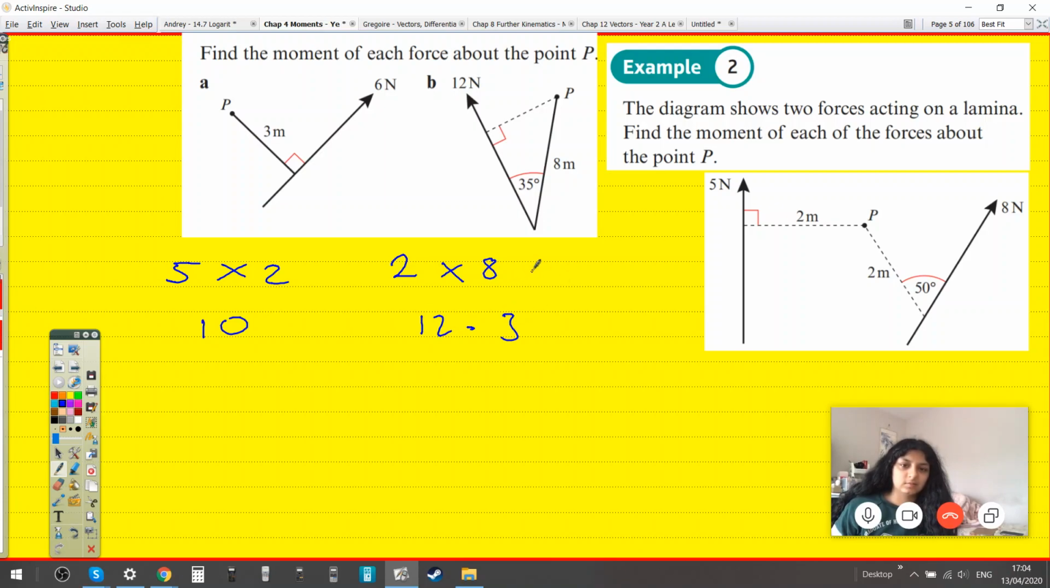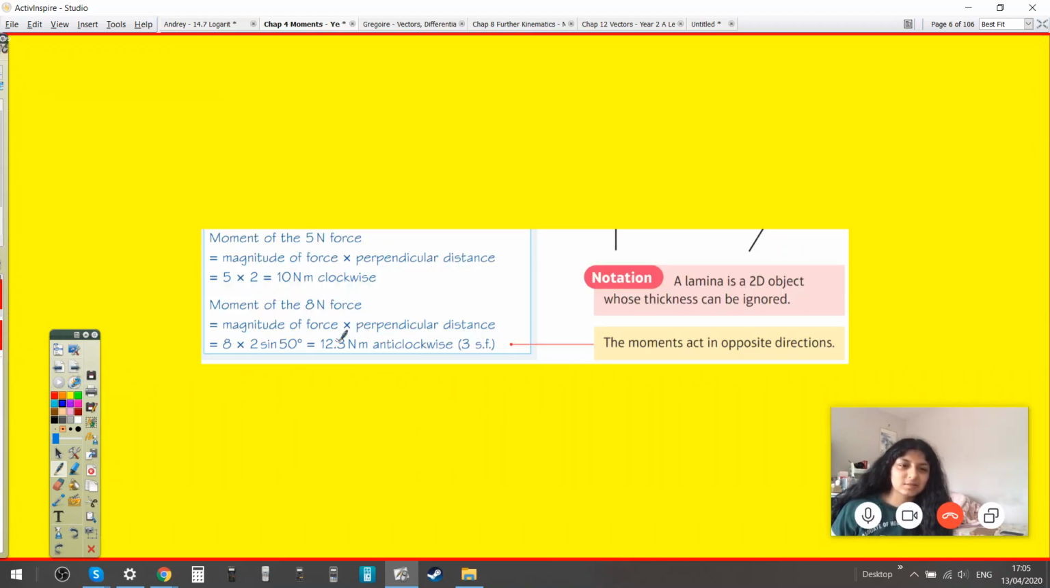What do you do with those? Don't you have to minus one from the other? You minus the clockwise one from the anti-clockwise one. So clockwise minus, anti-clockwise plus. What do you get? 2.3 Newton meters.